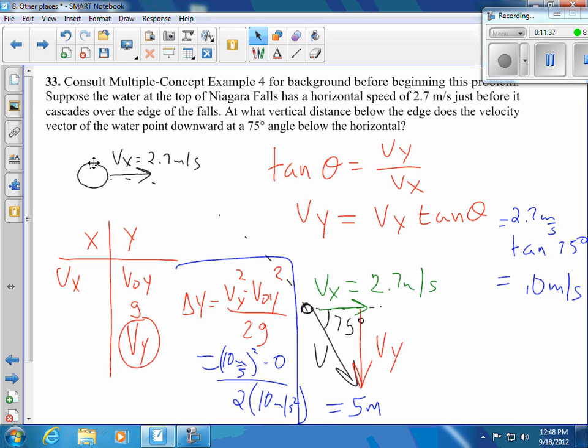I'm using g as 10 in this part, so you might, well, there is no answer given there. Maybe there was on your answer sheet. Maybe it's slightly different than 5 meters because the author would have used 9.8.